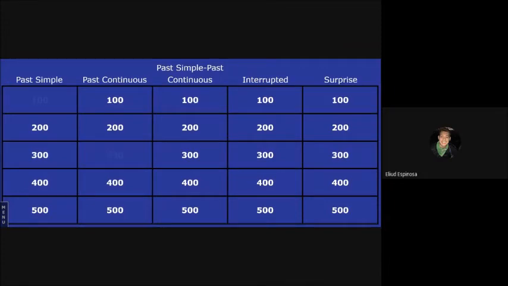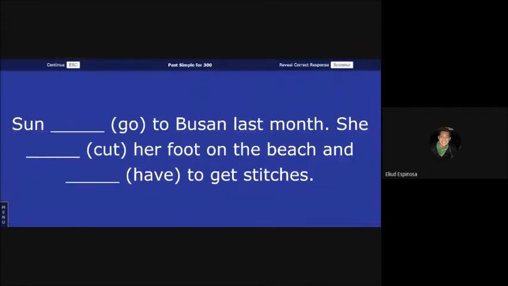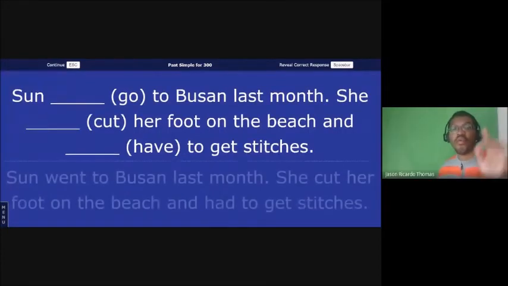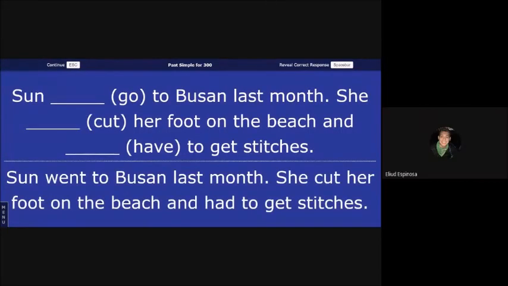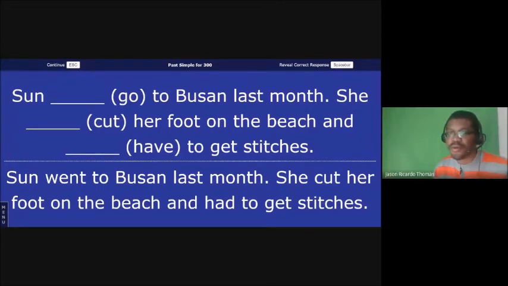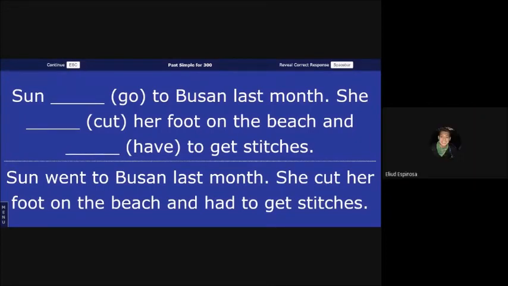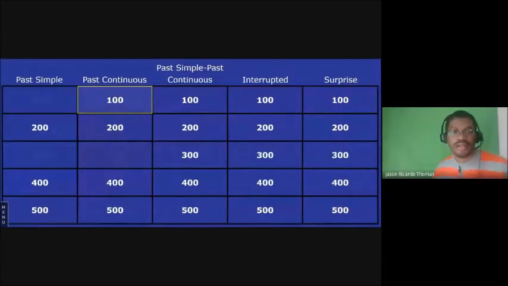300, past simple. Soon going to Busan. Past simple. Went. Remember? So, ing is only for continuous. Soon went to Busan last month. She could hear footsteps on the beach and had to get stitches. All right, let's continue.